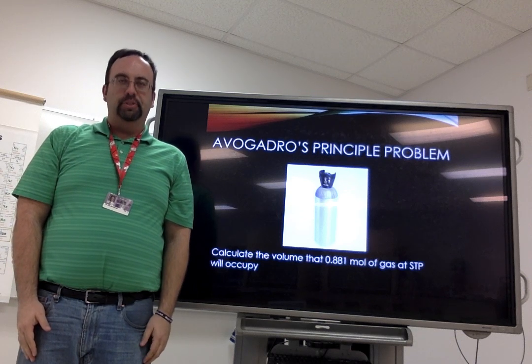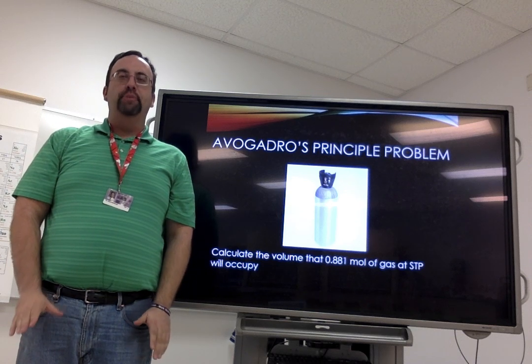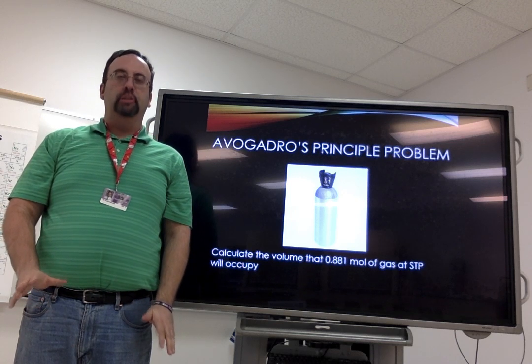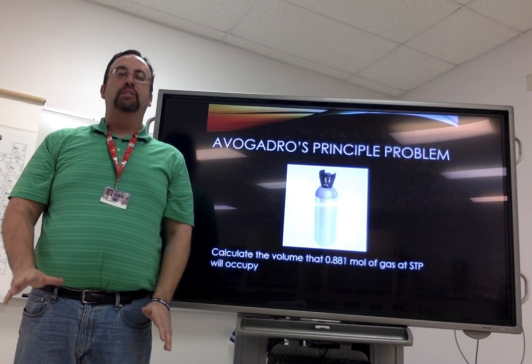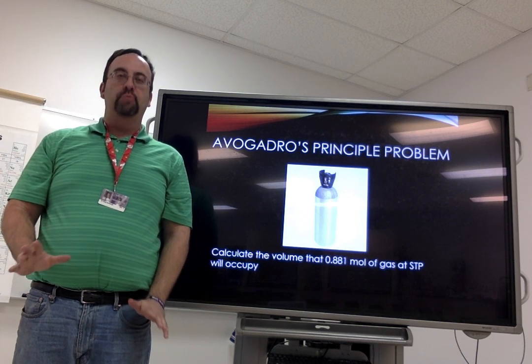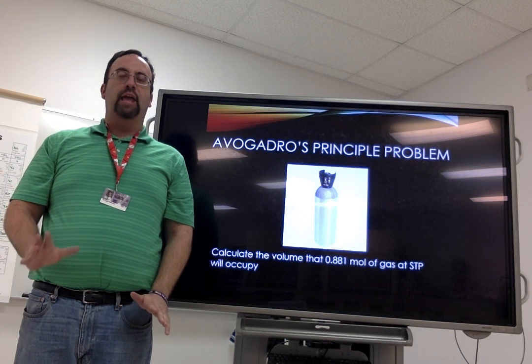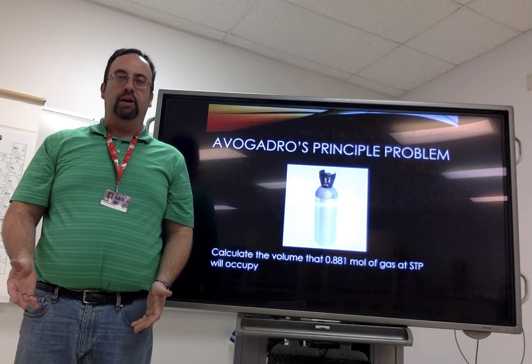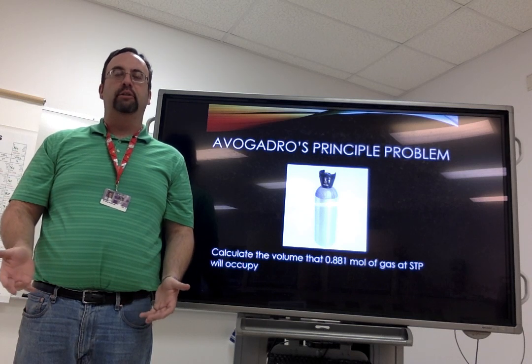Hello, chemistry students. Yesterday we talked a little bit about Avogadro's principle, and remember Avogadro's principle states that as long as the gases are at the same pressure, temperature, and volume, regardless of what the gases are, they're going to have the same number of particles, which we now associate with Avogadro's number, 6.02 times 10 to the 23rd.